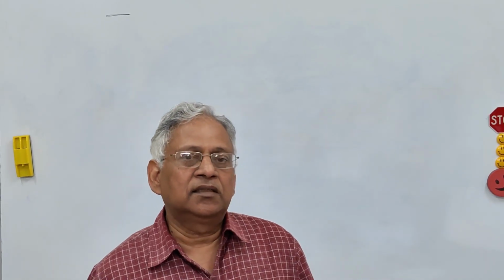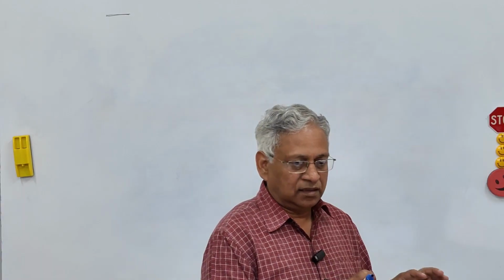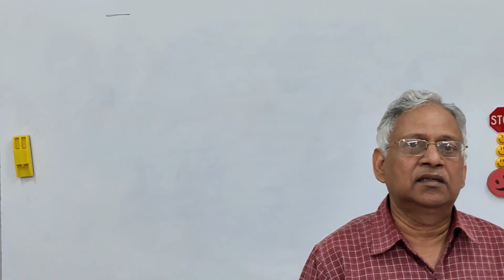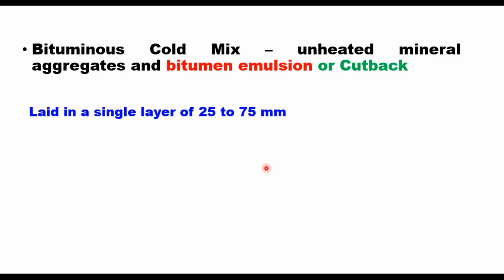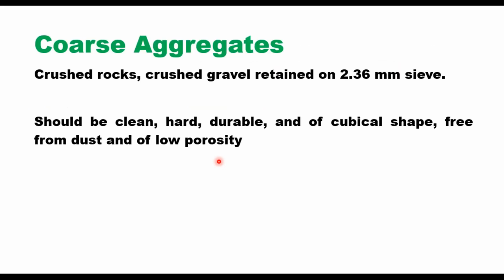Now this bituminous concrete can be laid in the thickness of 25 to 75 millimeter as per MORTH specifications, and gradings are specified for different thicknesses. So this is a mixture of coarse aggregate, fine aggregate, filler, water and bitumen emulsion. Coarse aggregate will be crushed rock, crushed gravel retained on 2.36 mm sieve, and they should be as usual clean, hard, durable and of cubical shape, free from dust and of low porosity.